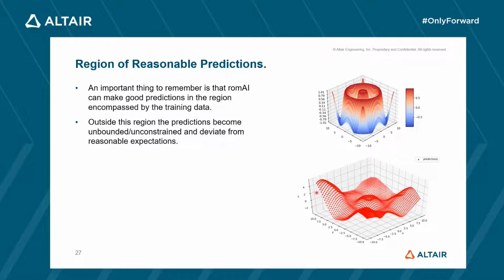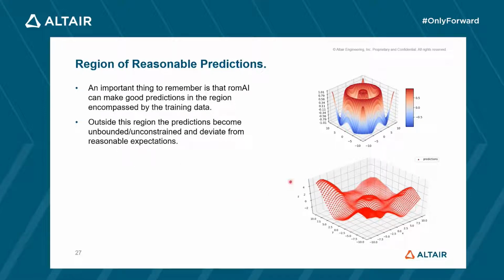So we can see immediately that it doesn't really make that much sense. We don't expect any sort of sinusoidal function to have a value above 1 in any case. But this is what happens because ROM AI is now making predictions in an area where it has never seen data. So outside the region, the predictions become unbounded and they tend to deviate from reasonable expectations.